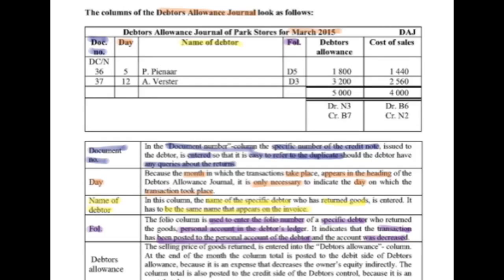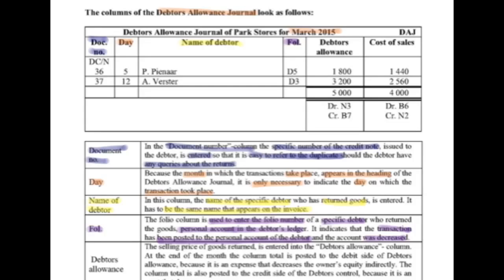So far, there is no difference between my debtors journal and my debtors allowances journal. The only thing is that the debtors journal records when sales took place, and I record when returns take place in the debtors allowances journal.